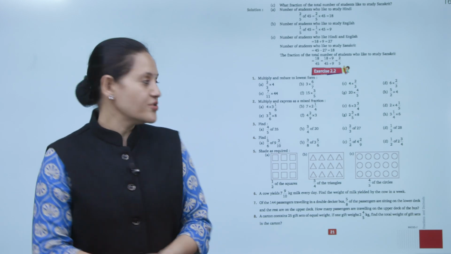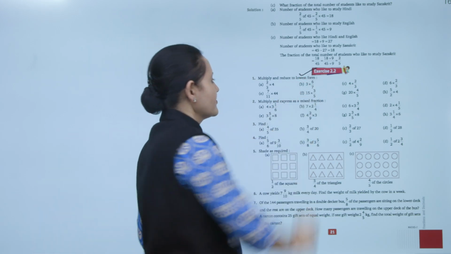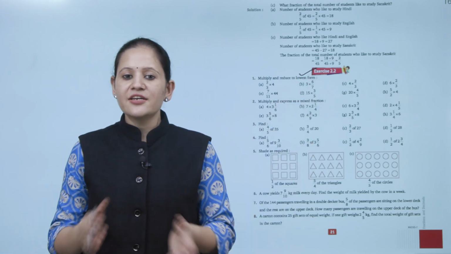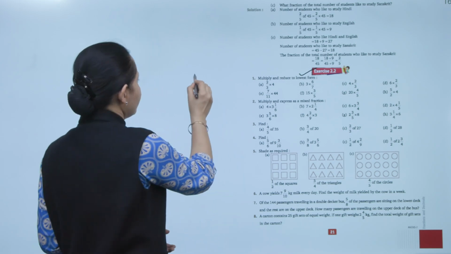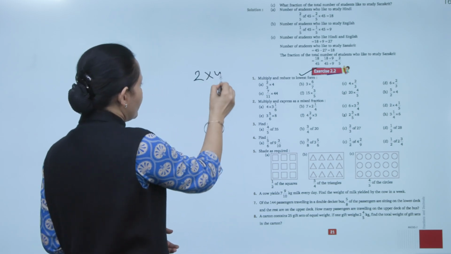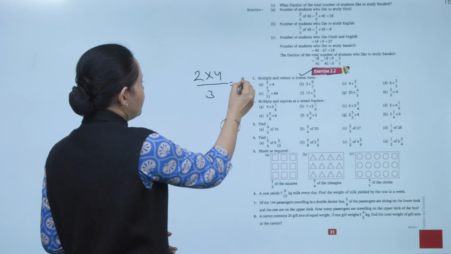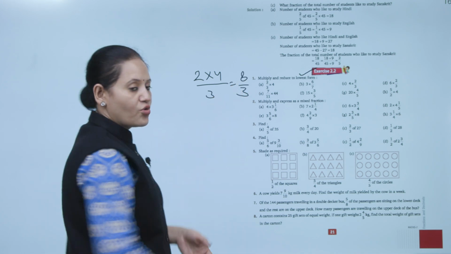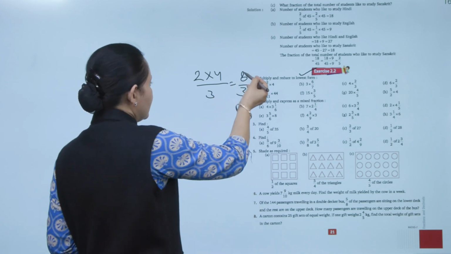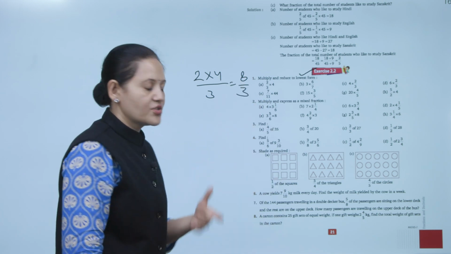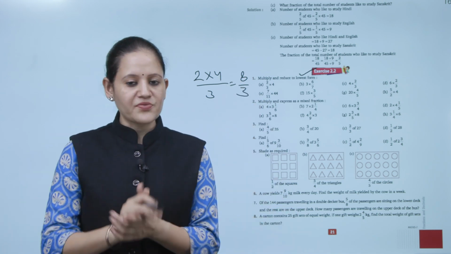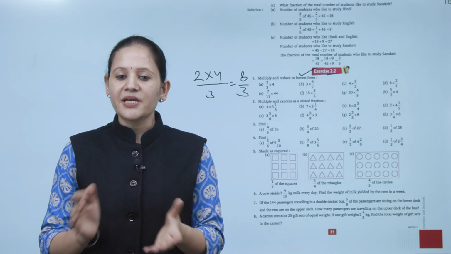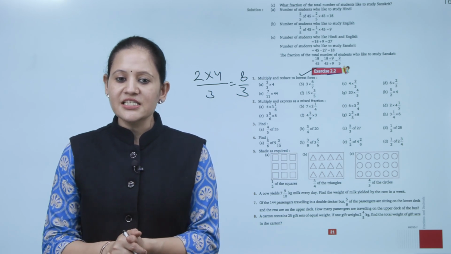Next is exercise 2.2. Multiply and reduce to lowest form. 2/3 multiplied by 4. Numerator को numerator से multiply करेंगे. 2 into 4 upon 3, that is 8/3. Now there is no common factor in 8 and 3 except 1, so it is in lowest form. Improper है, you can change it into a mixed fraction also. Clear? So practice all the questions of this exercise.